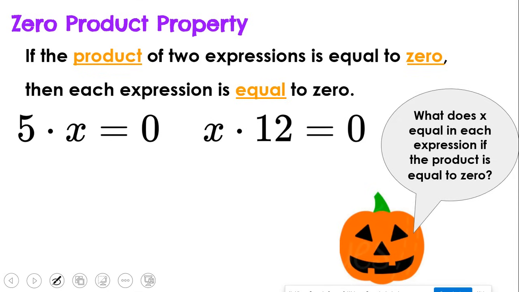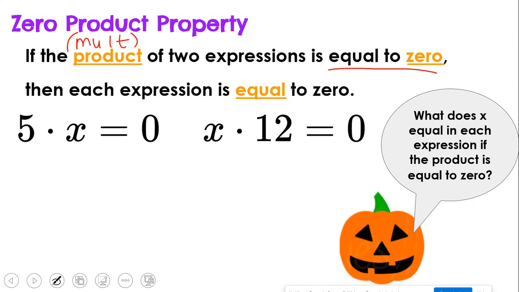product property says. So in words, the zero product property says that if the product of 2 expressions is equal to 0, then each expression is equal to 0 if they're unknown. So product in math life is whenever we multiply. So if we have 2 expressions that are being multiplied together and they're equal to 0, then that's saying either one thing that's being multiplied is equal to 0 or the other thing is equal to 0.